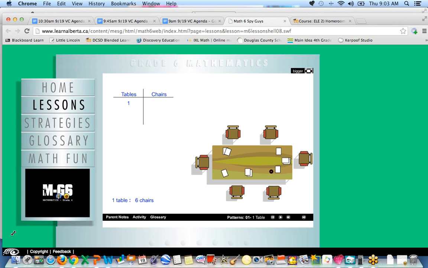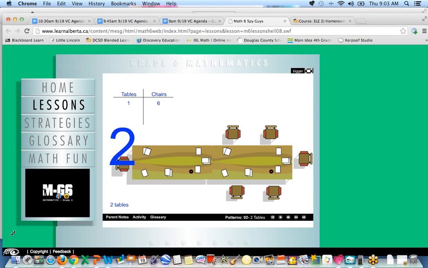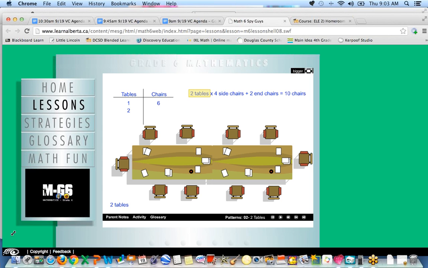If we have one table, we can fit 6 chairs at it. Pretty easy so far. Okay. If we join 2 tables together and rearrange the chairs, we now have 10 chairs.